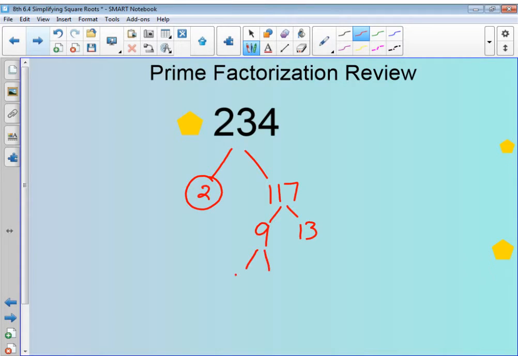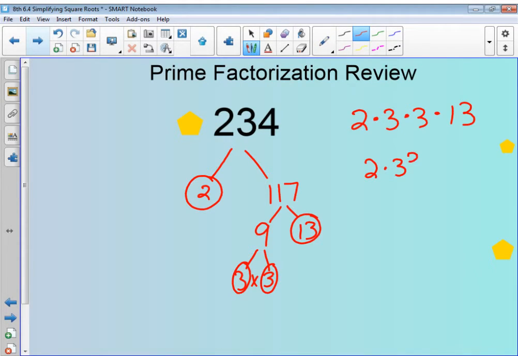9 can be broken down into 3 times 3. 13 can't be broken down, so we're done. Okay, so my prime factorization would be 2 times 3 times 3 times 13. Or another method would be to write it out as 2 times 3 squared times 13. But once again, for today's lesson, we're going to leave it in that top format. Okay, because we're going to be doing another step from that.